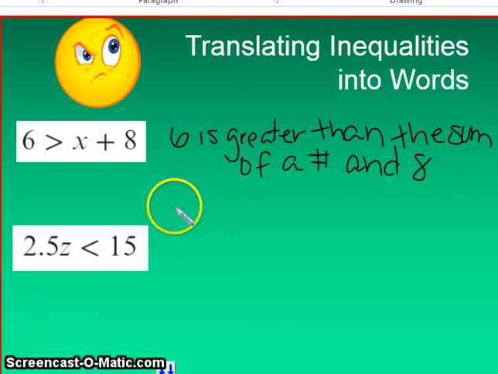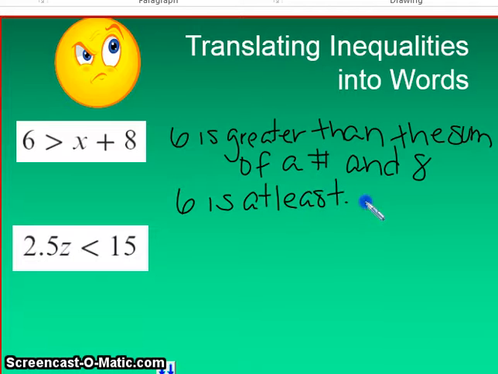Now, we could also say 6 is at least the sum of a number and 8. Because a greater than symbol, well, we couldn't say at least because it couldn't be equal to. So we could say 6 is greater than a number plus 8, or a number added to 8. So there's several different ways that we could write that.